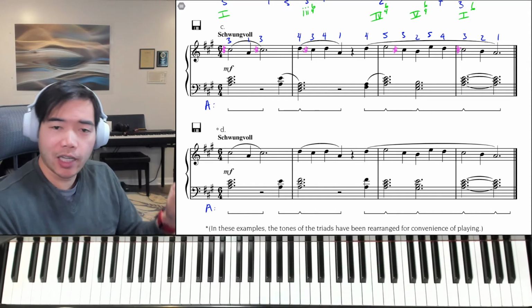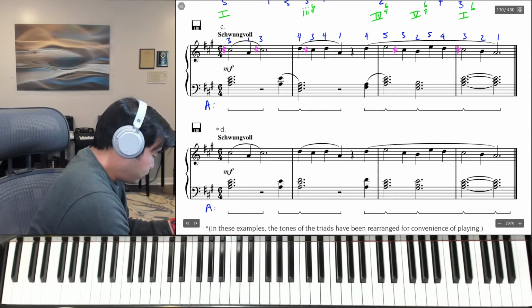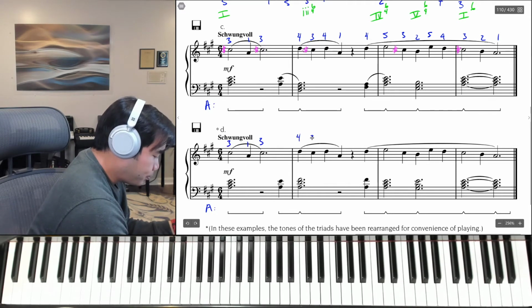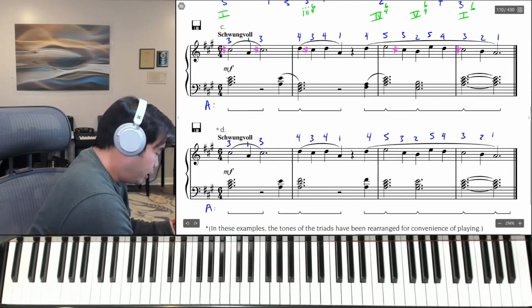D is exactly the same. We can transpose the same markings to make it easier to read. So I'm just writing in my finger numbers again. And if you want to, you can even mark in the cautionary accidentals as well.